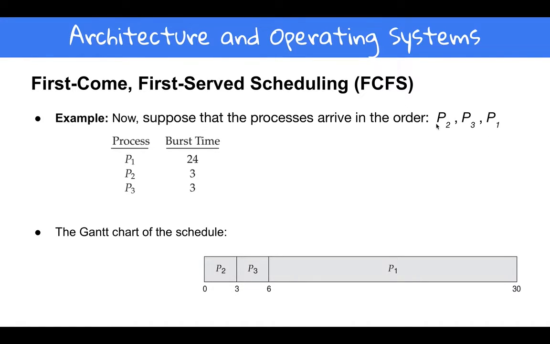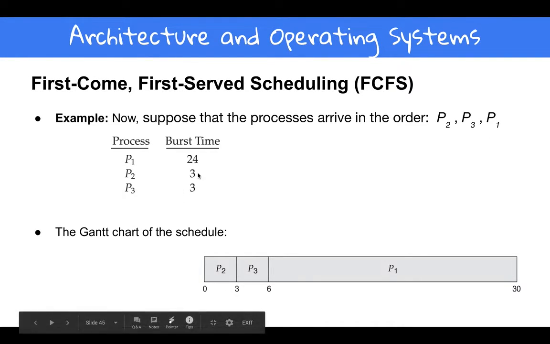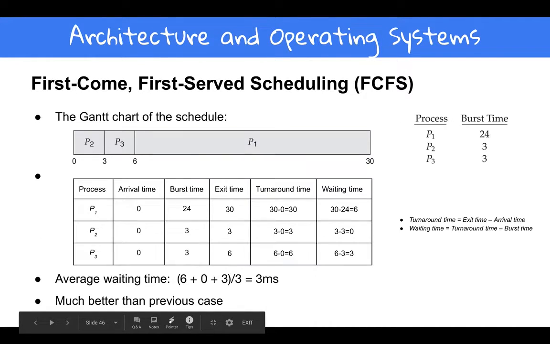This time, instead of P1, P2, P3, we start with P2, P3, P1. So P2 comes first. All of them arrive in the second 0, but the order is different. P2 first of all gets the CPU. It takes 3 seconds. Then P3, another 3 seconds. And at the end, P1, which is 24 seconds, which actually finishes at 30, as you see. 3 seconds, 3 seconds, and 24 seconds.